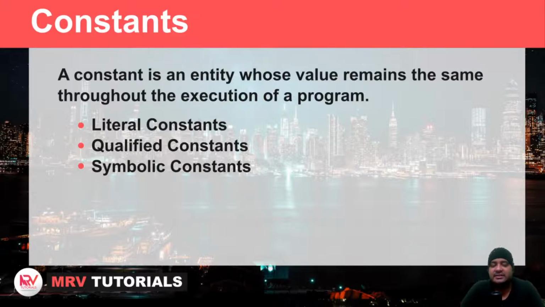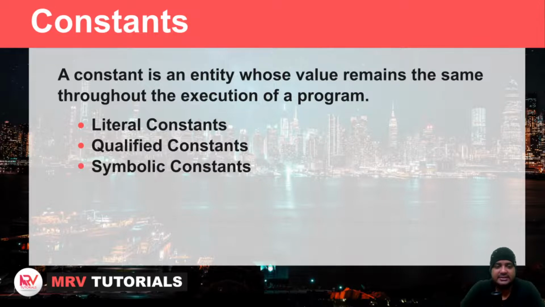Next are qualified constants. These are constant values which we define with the help of a keyword called const. Whenever we use the const keyword before a variable, we call it a qualified constant, so that its value cannot be changed. Here we use the container with a const statement so that it cannot be altered, right?